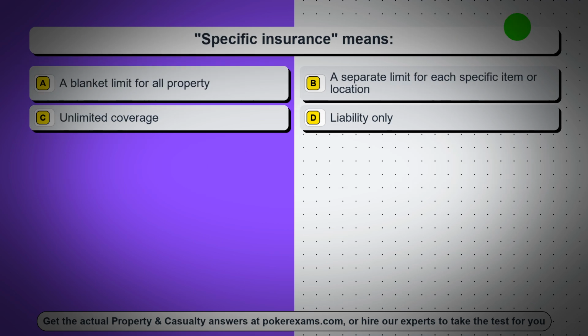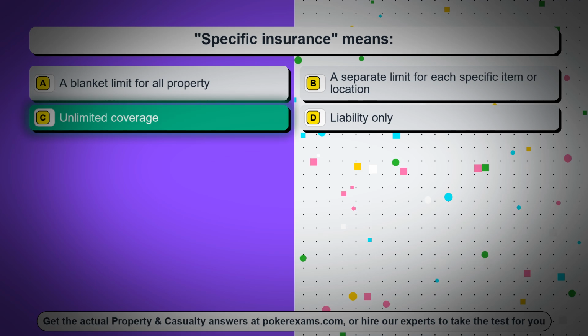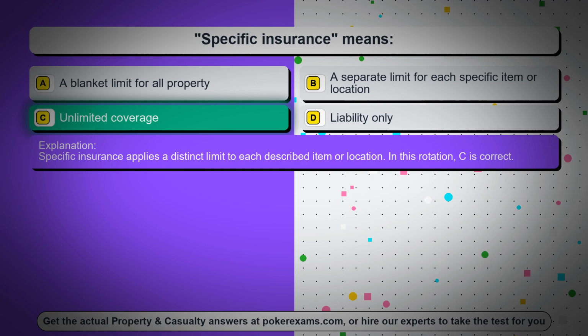Question 19. Specific insurance means. Option A, a blanket limit for all property. Option B, a separate limit for each specific item or location. Option C, unlimited coverage. Option D, liability only. The correct answer is option C, unlimited coverage. Specific insurance applies a distinct limit to each described item or location. In this rotation, C is correct.